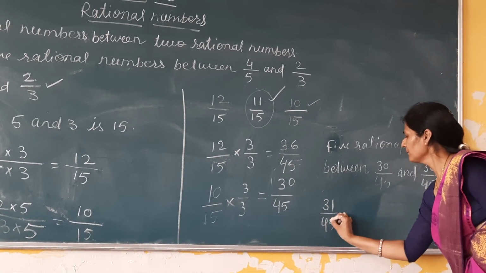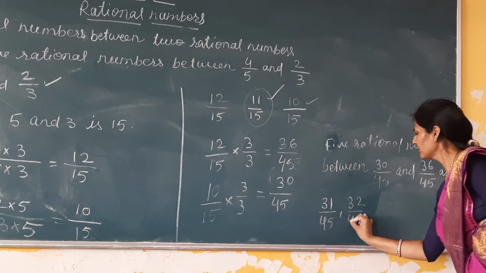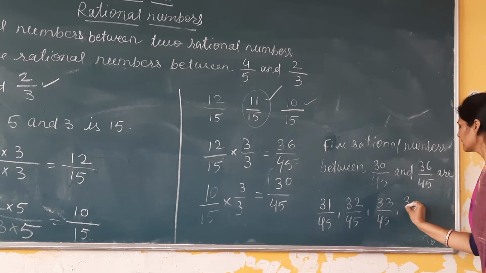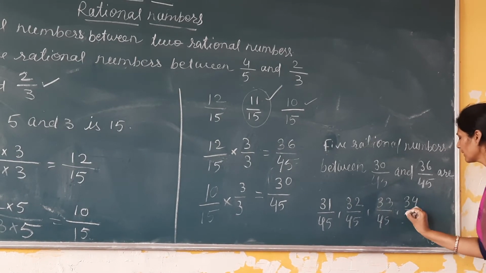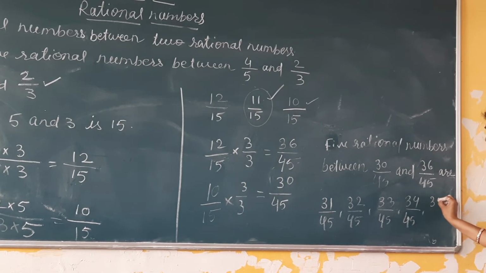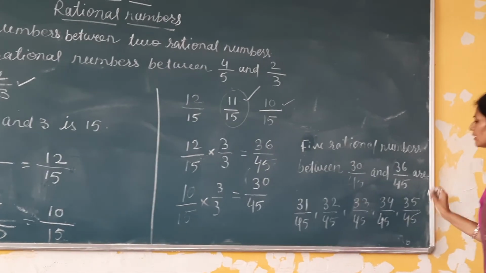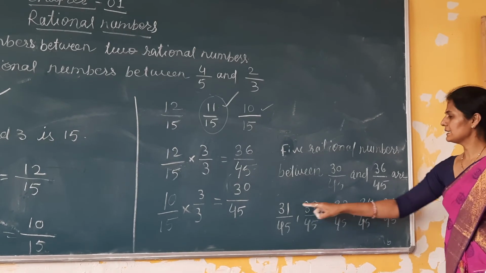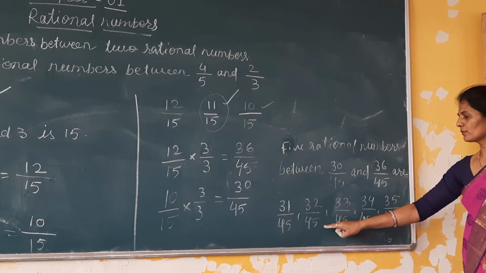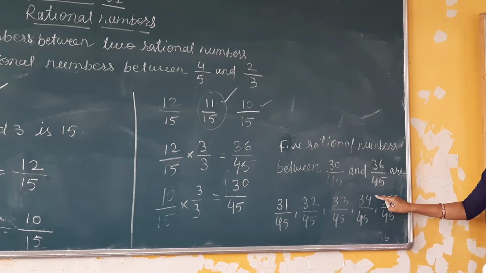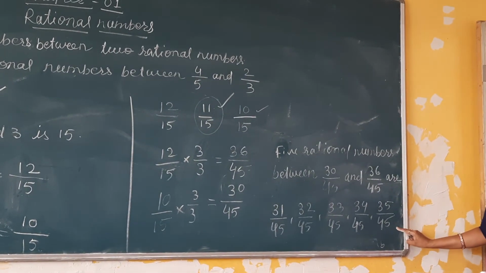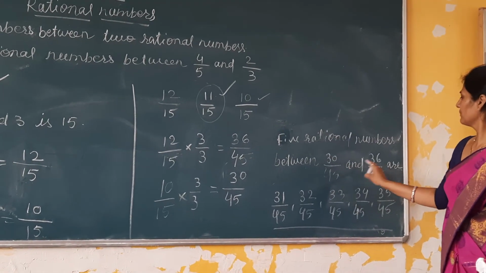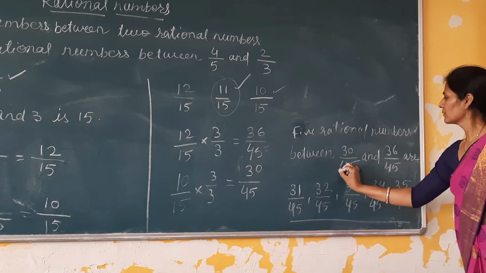31 upon 45, 32 upon 45, 33 upon 45, 34 upon 45 and 35 upon 45. How many rational numbers are in between 30 and 36? Are 5, and these are 31 upon 45, 32 upon 45, 33 upon 45, 34 upon 45 and 35 upon 45. So these are the rational numbers in between 30 upon 45 and 36 upon 45.